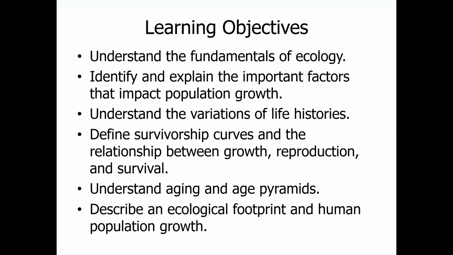So, objectives for this chapter, we're going to talk about all of the fundamentals about ecology and what ecology is and what makes it up. Talk about population growth and what factors impact population growth. Talk about life histories and all the different variations organisms can have in life histories. Talk about survivorship curves and the relationship between growth, reproduction, and survival, and the trade-offs with that. And then we'll go into aging and age pyramids and talk about the human population growth and how we all have an ecological footprint.